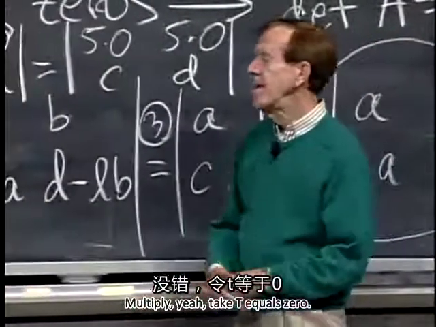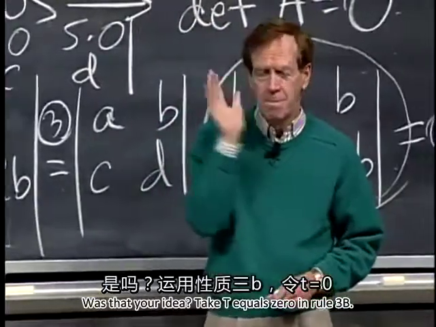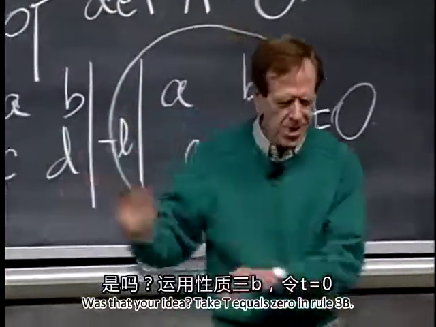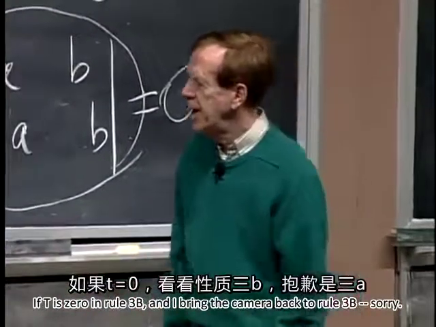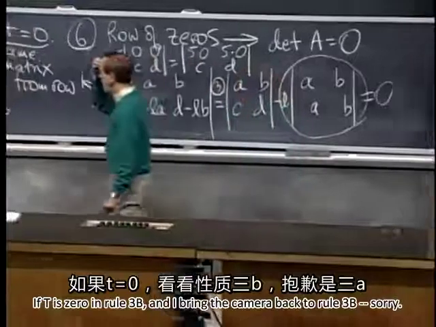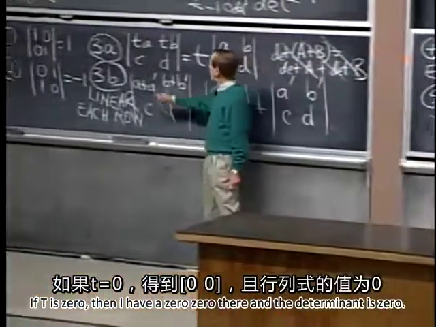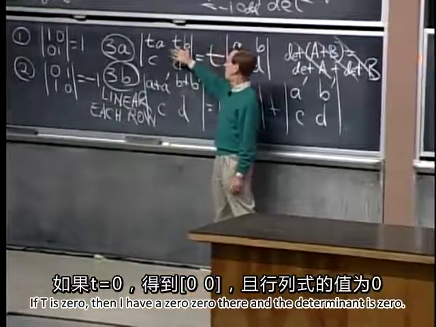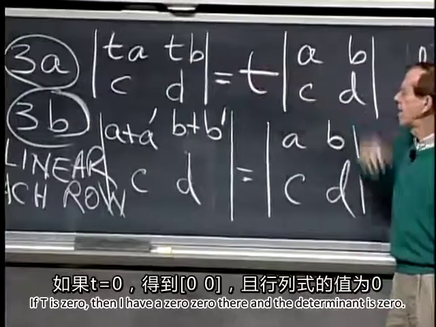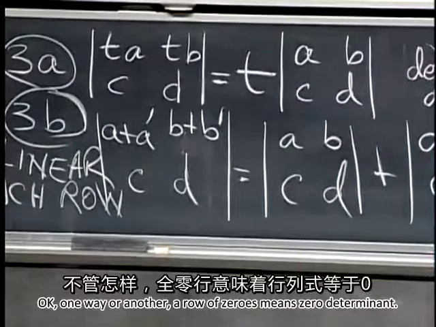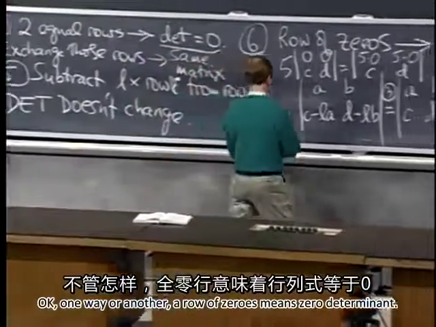Multiply, take t equals 0. Was that your idea? Yeah, better. Take t equals 0 in rule 3b. Can I bring the camera back to rule 3b? Sorry. If t is 0, then I have a 0, 0 there, and the determinant is 0. Okay. One way or another, a row of zeros means 0 determinant. Okay.